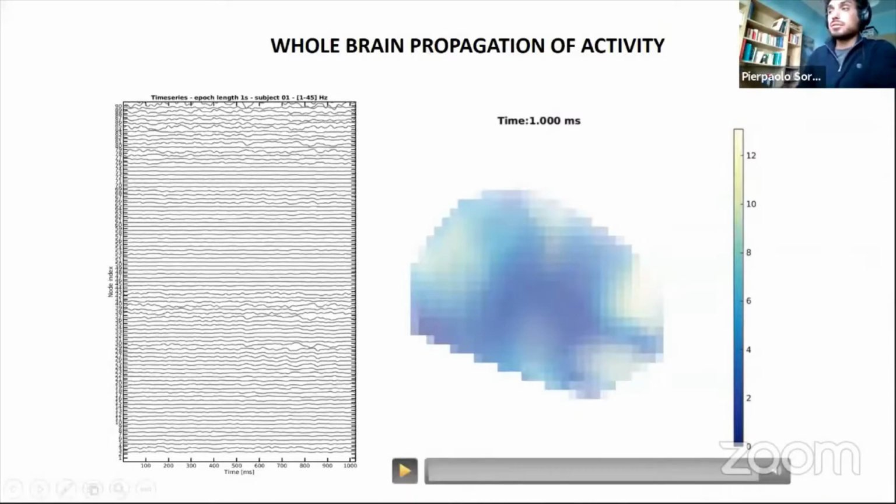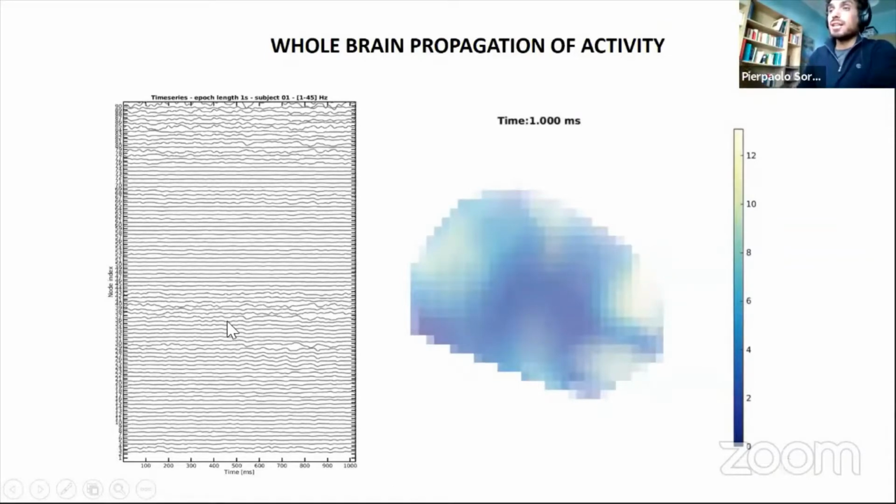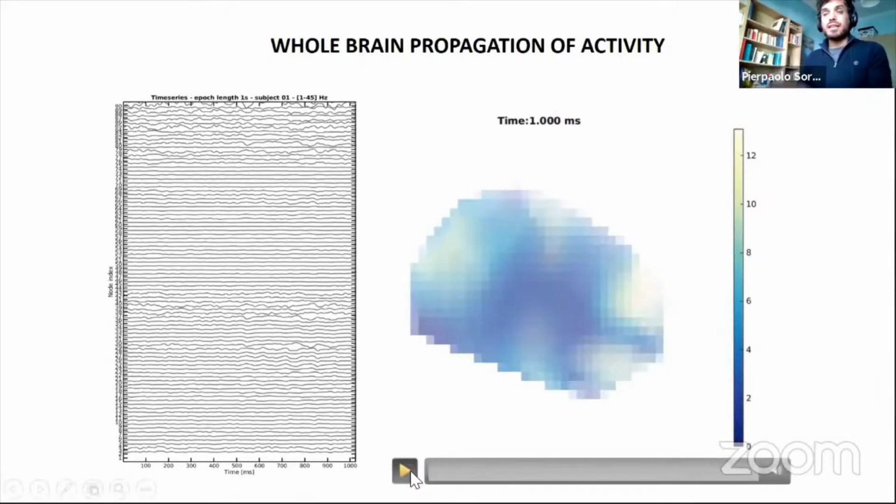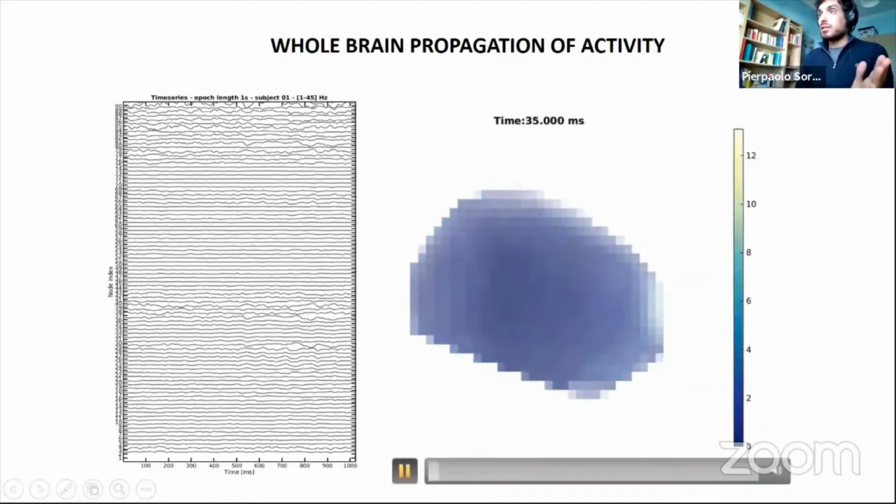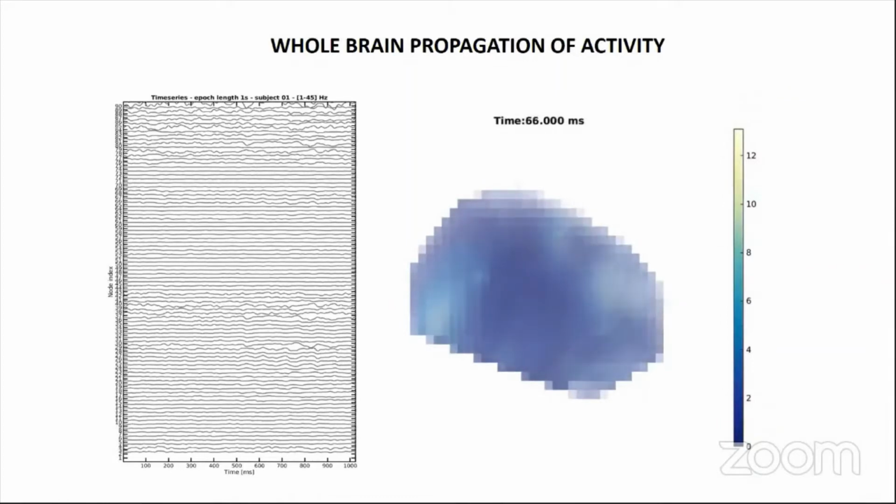I will try to run this movie, in which I slowed down 1 second of activity, because I want you to have a visual intuition of what we mean when we say that the activity is fast and reconfiguring over time. Let me know if you can see it. If you can't, I will just stop it and go ahead. Yes, we do. Oh, that is great.